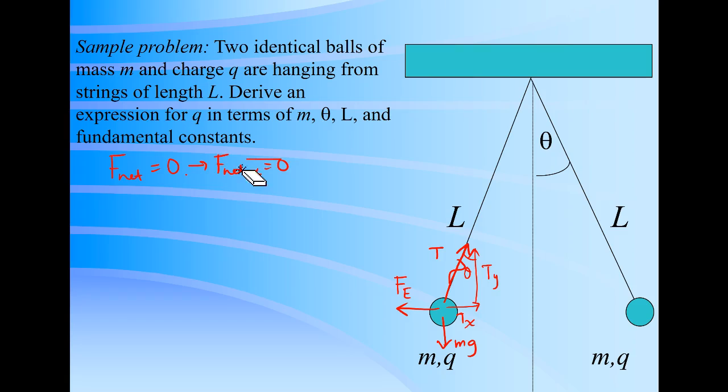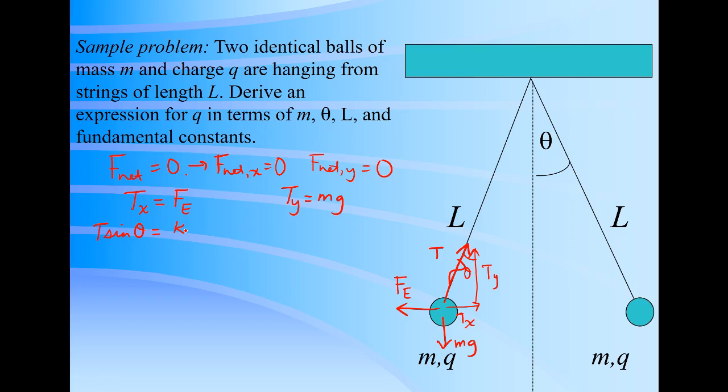So that means that if F net is equal to 0, then F net x equals 0, and also F net y is equal to 0. So if F net x is equal to 0, that means that Tx is going to have to be equal to Fe, the electric force, and if F net y is equal to 0, then Ty will be equal to mg.